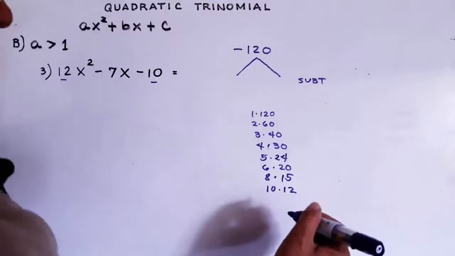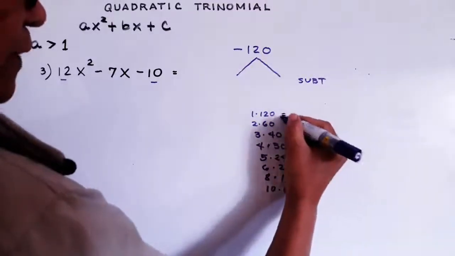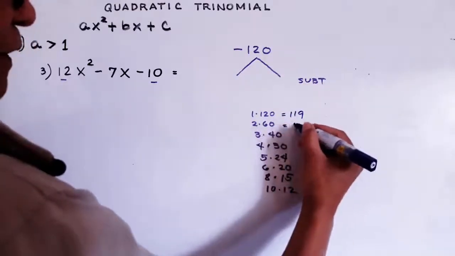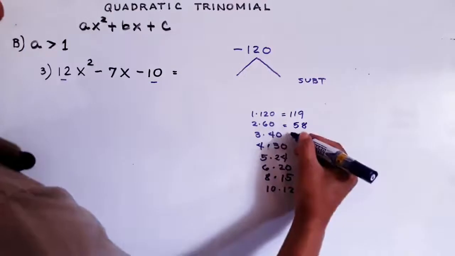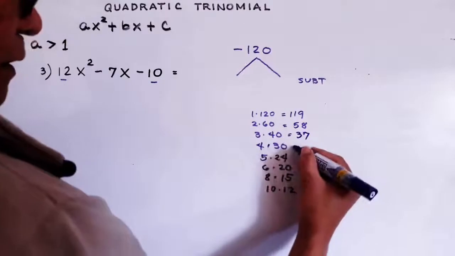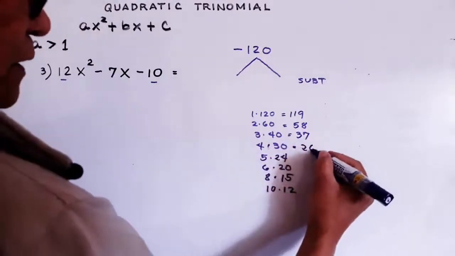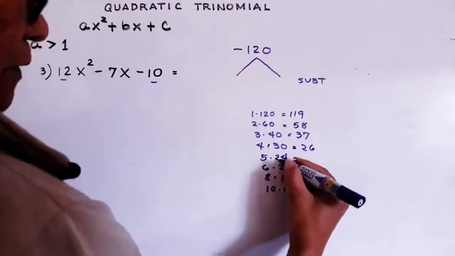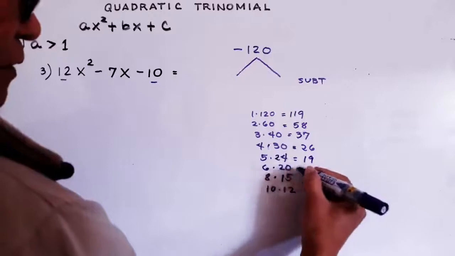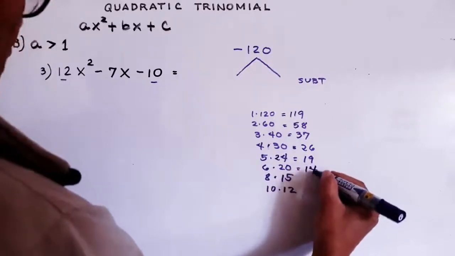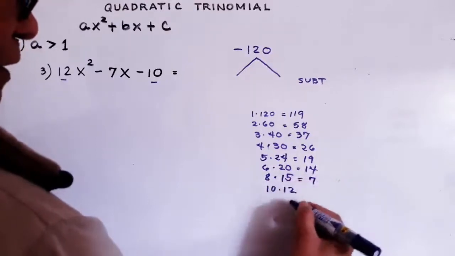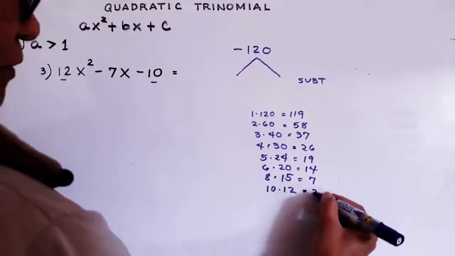We are going to subtract. Alright. 120 minus 1 is 119. 60 minus 2 is 58. 40 minus 3 is 37. 30 minus 4 is 26. 24 minus 5 is 19. 20 minus 6 is 14. 15 minus 8 is 7. 12 minus 10 is equal to 2 here.